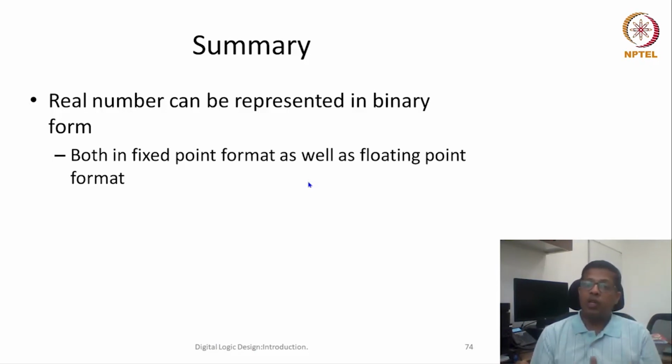On the other hand, floating point notation involves a complex conversion itself. We have to identify what is the mantissa, what is the sign, what is the exponent, then add the bias to the exponent, and then construct a floating point number.